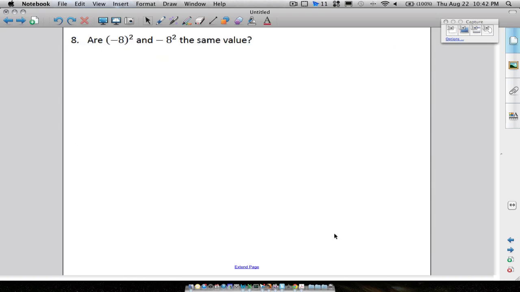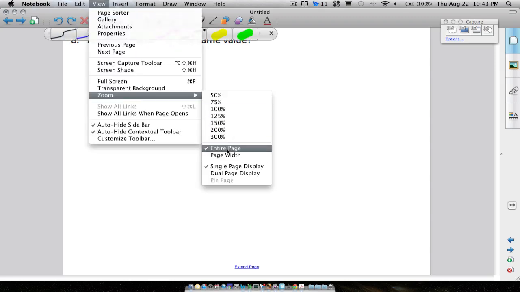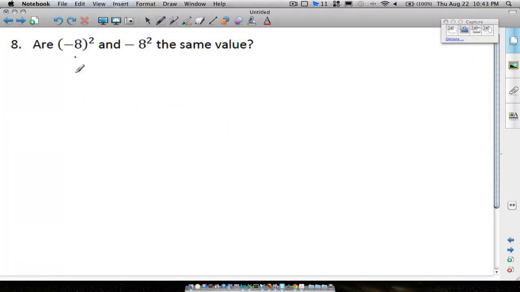On to question number 8. Are negative 8 in parentheses squared and negative 8 squared the same value? Absolutely not. Absolutely not. Negative 8 squared means negative 8 times negative 8. Negative 8 times negative 8, that's equal to 64.